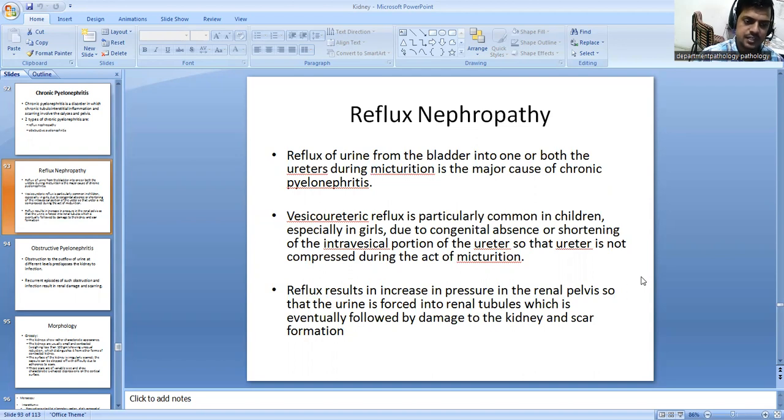Reflux results in increase in pressure in the renal pelvis, so that the urine is forced into renal tubules, which is eventually followed by damage to the kidney and scar formation.